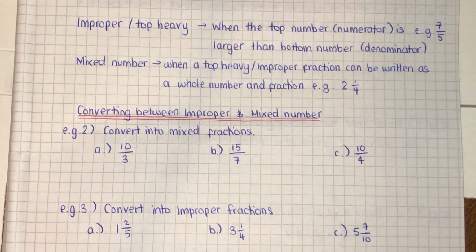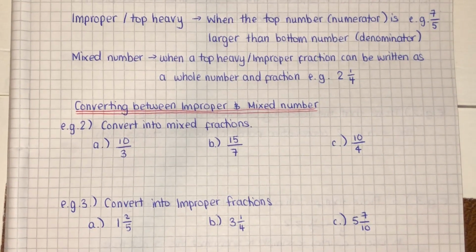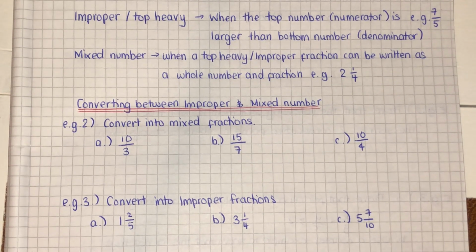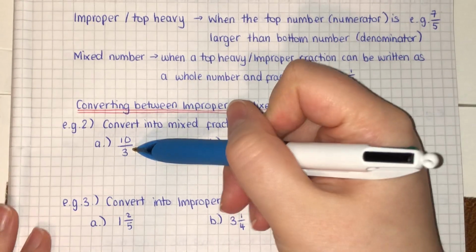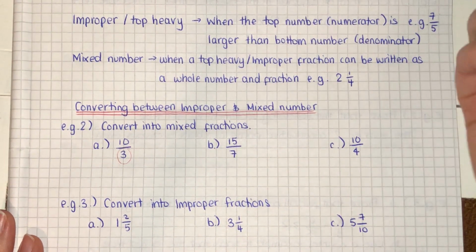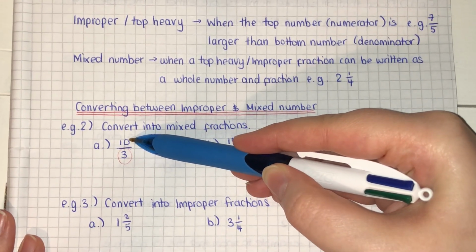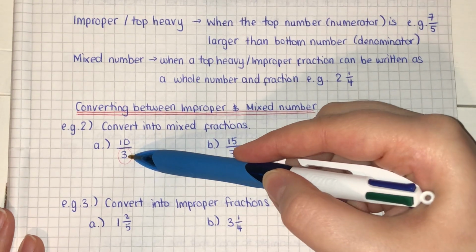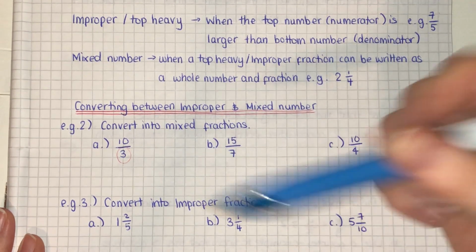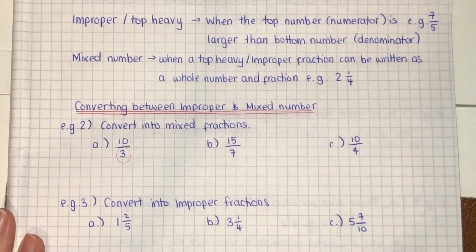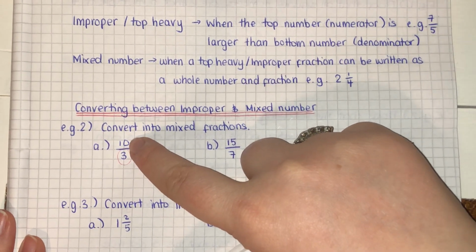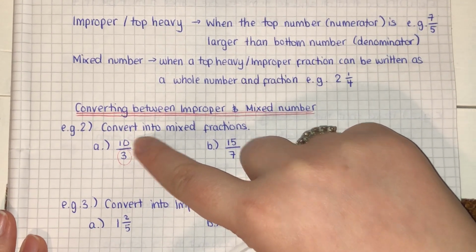Okay, so we're going to start off with converting from a top-heavy fraction into a mixed number. To do that, we look at the bottom, the denominator, and see how many of those go into the top, the numerator. So thinking of your 3 times table, 3 times 3 gives you 9, which is still under 10. Obviously the next one's 12, so we can't use that.